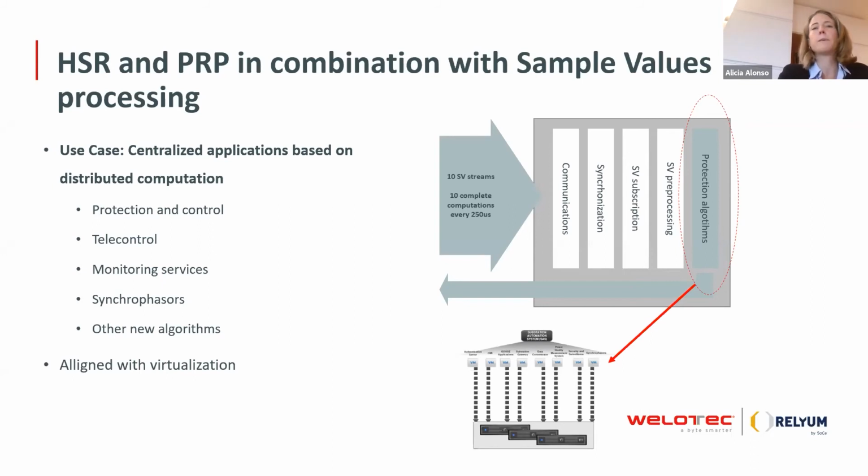But when you're talking about a central protection, the number of streams that have to be managed by a protection or by a device increases up to 10. So in that case, a standard computer won't be able to manage such a big amount of data. By using these combined solutions, central protection can be implemented without having to invest in a very high-resource computer.